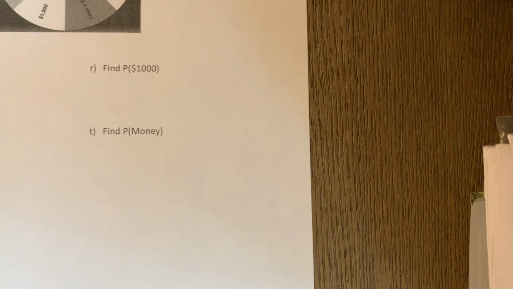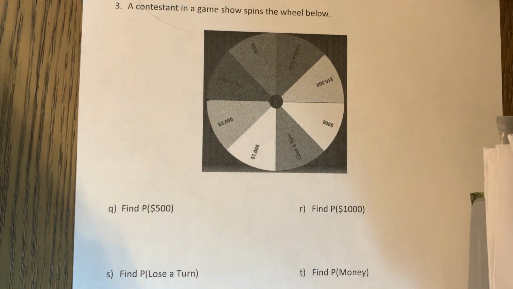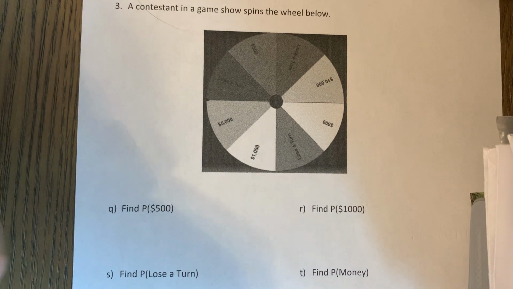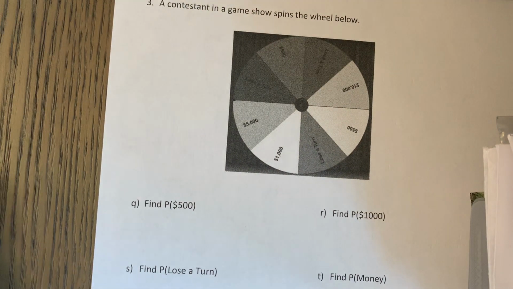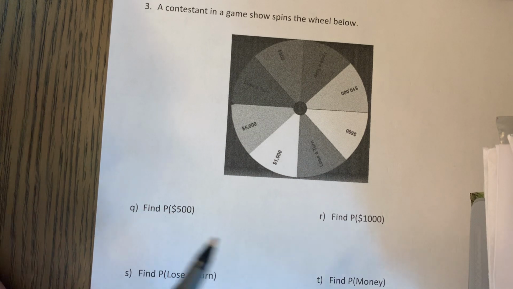All right, last page. So this is about chance with spinning a wheel. I know it's hard to see on here. If you go back to the PDF file, it should be in color, which is a little bit easier to see. All right, so we want the probability that you roll a 500.